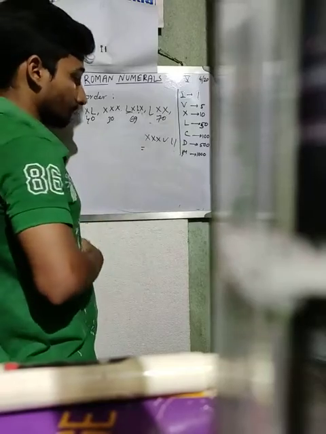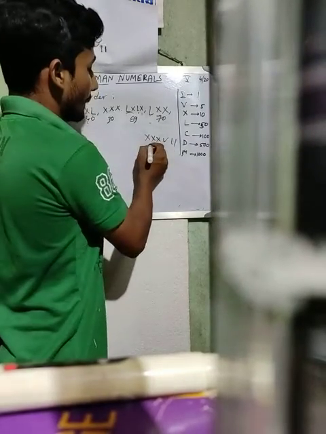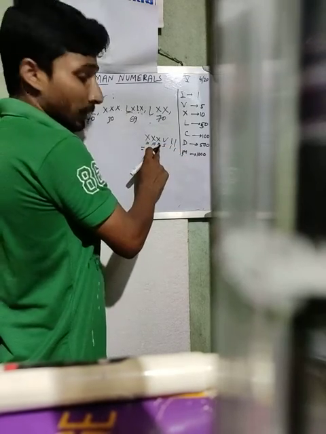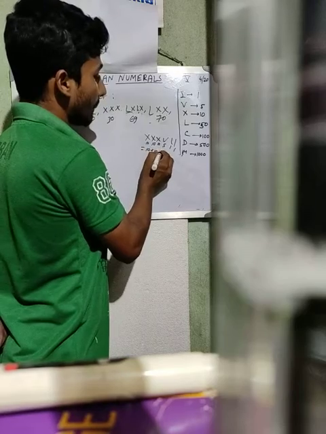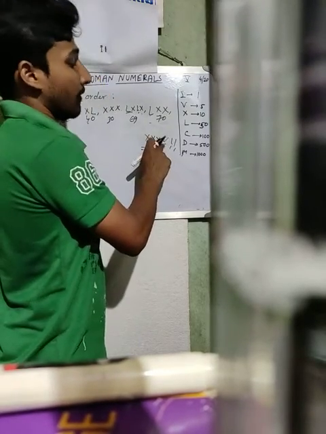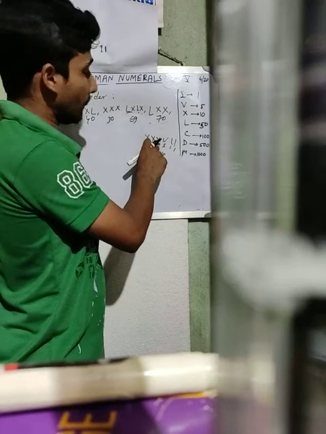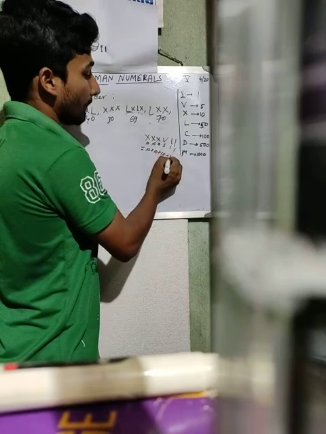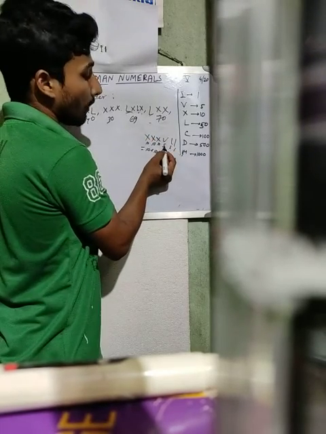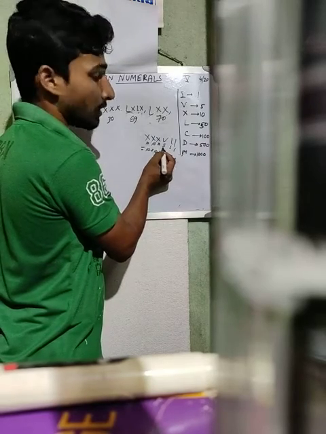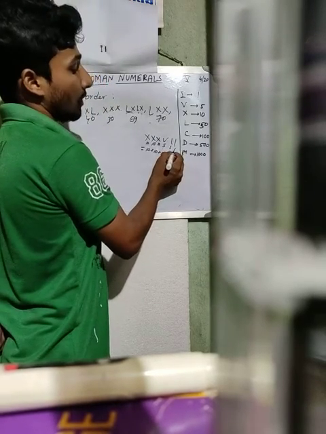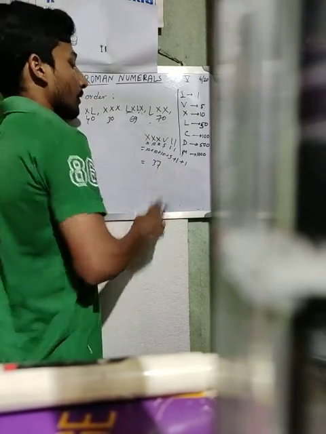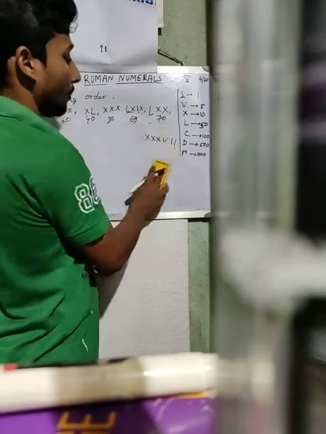Now this XXXVII. X means 10, this X means 10, this X means 10. This is 5, this is 1, this is 1. Repeating numbers are added: 10 plus 10 plus 10. The smaller one is placed at the right side of the larger one: 5 is placed at the right side of the 10. That means rule number 2, it will be added. Again 1 is smaller than 5 and placed at the right side, so it will also be added. The repeating number 1 will also be added. So 30 plus 7, the value of this is 37. So clear?